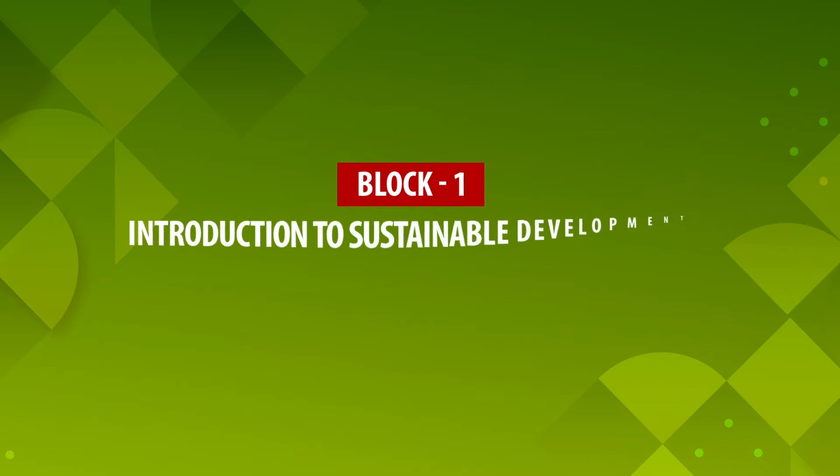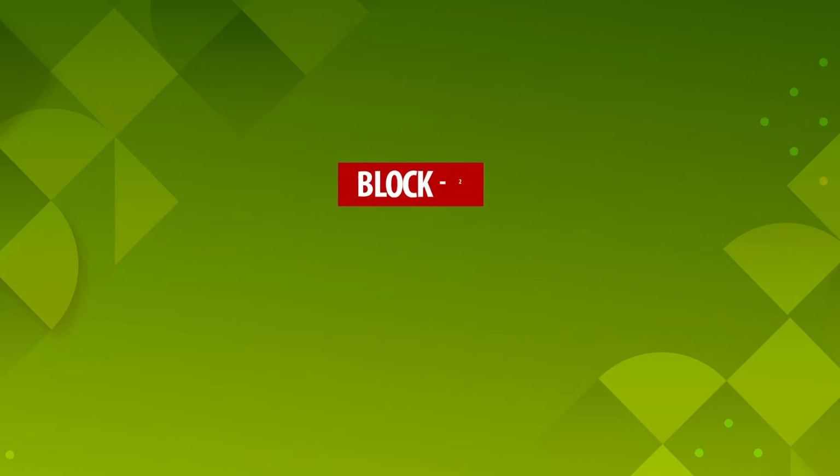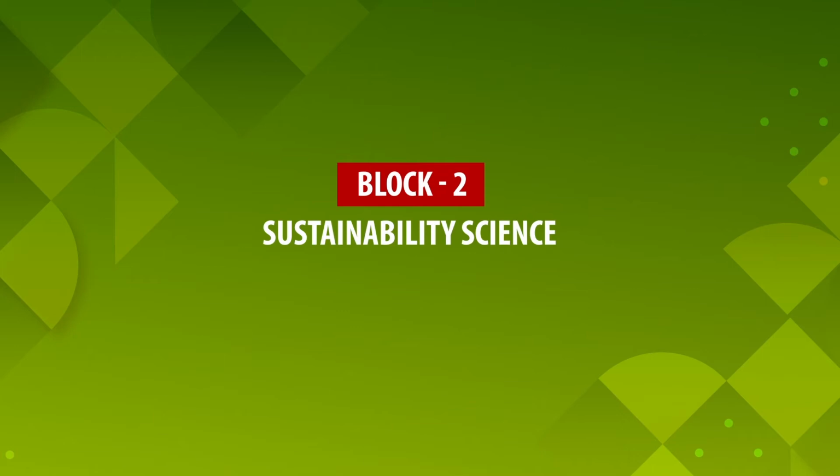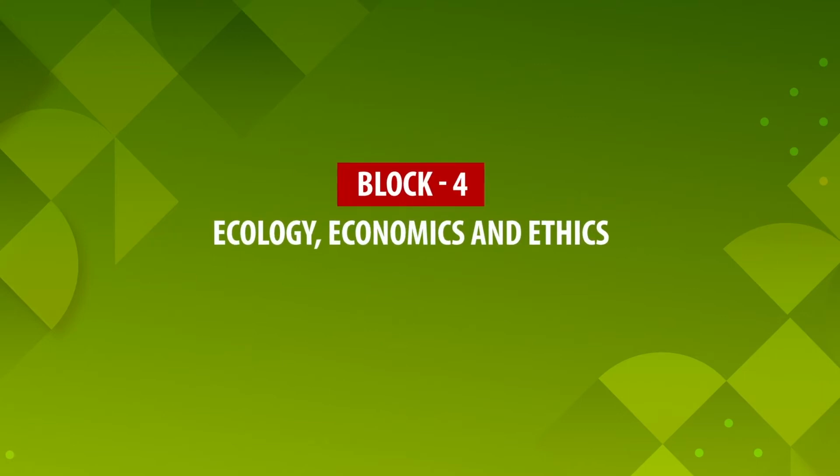That is, Block 1, Introduction to Sustainable Development. Block 2 talks about the basics of sustainability science and its principles. Block 3 covers approaches to sustainable development, and at last Block 4 is on ecology, economics, and ethics. The teaching-learning process is spread over 12 weeks. The major objective of Block 1, Introduction to Sustainable Development, is to understand the concept and evolution of sustainable development, its definition and critiques. It is discussed in 4 units, and the teaching-learning process will take 2 weeks.